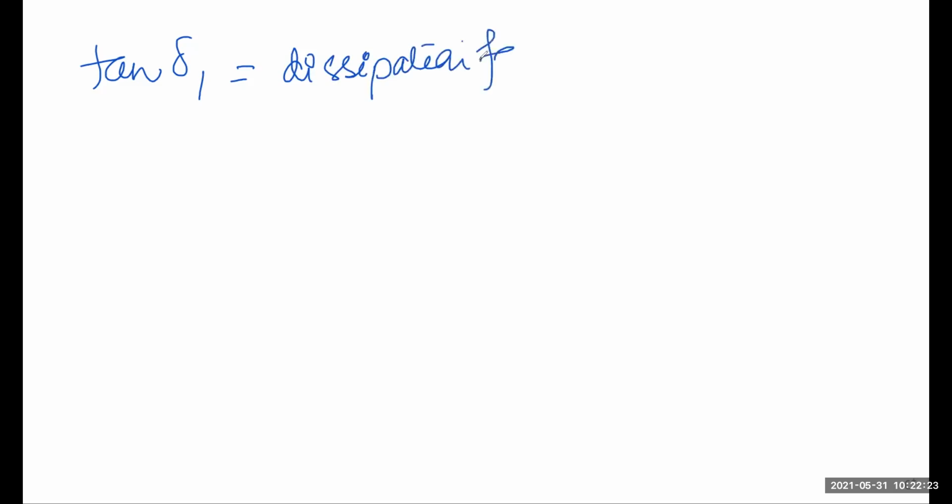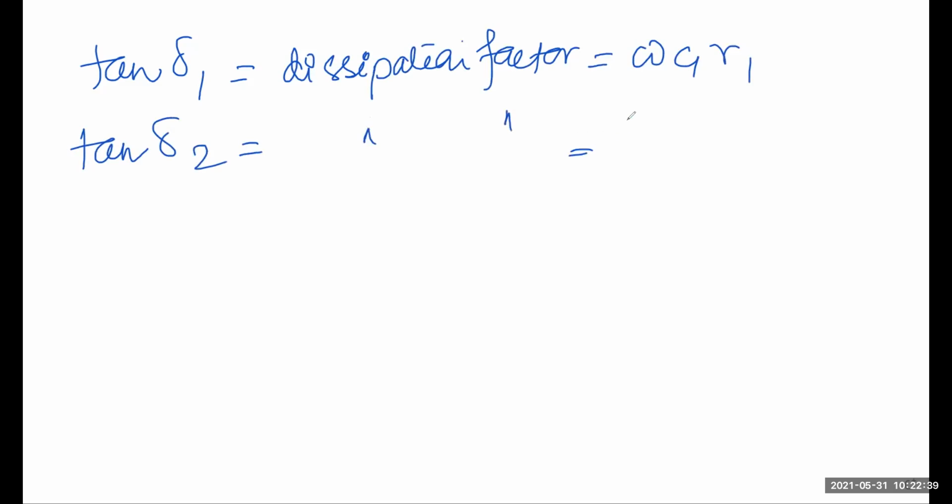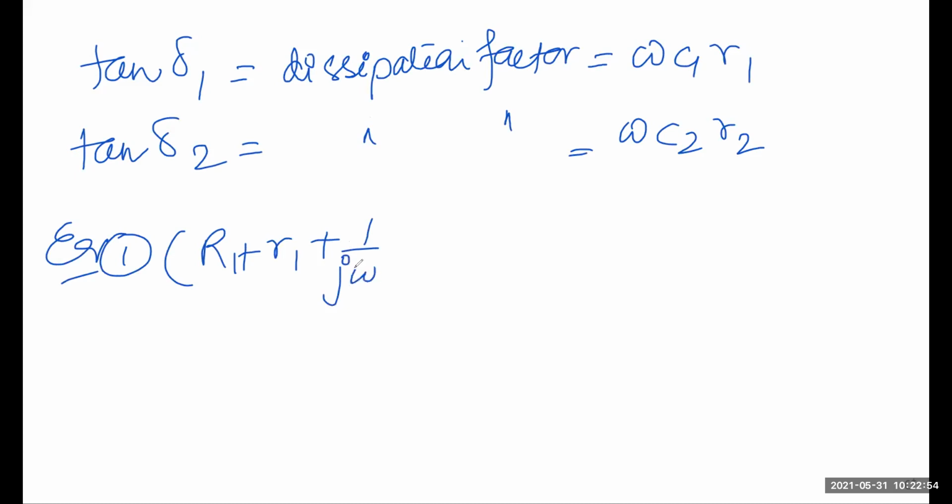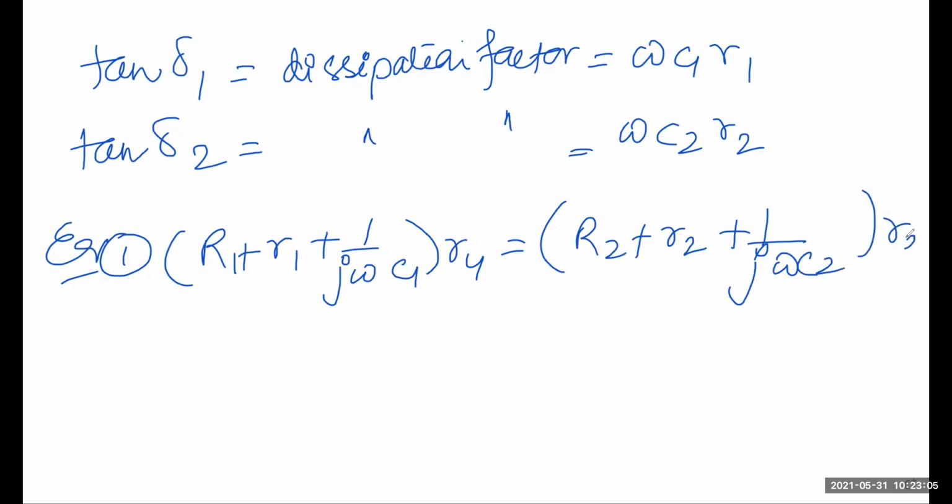From the phasor diagram, we can write tan del 1, that is equal to the dissipation factor, and that will be equal to omega C1 R1, because of the arm having capacitor C1. Similarly, we can write for tan del 2, the dissipation factor, that will be omega C2 R2. Clear? So from equation 1, what was equation 1? Let me tell you again: R1 plus 1 by j omega C1, times R4, is equal to R2 plus 1 by j omega C2, times R3. This is my equation 1.